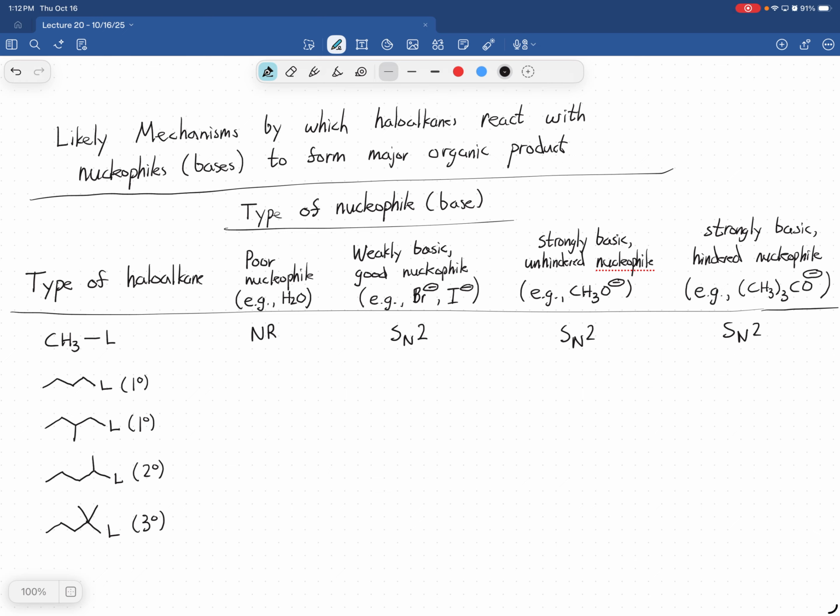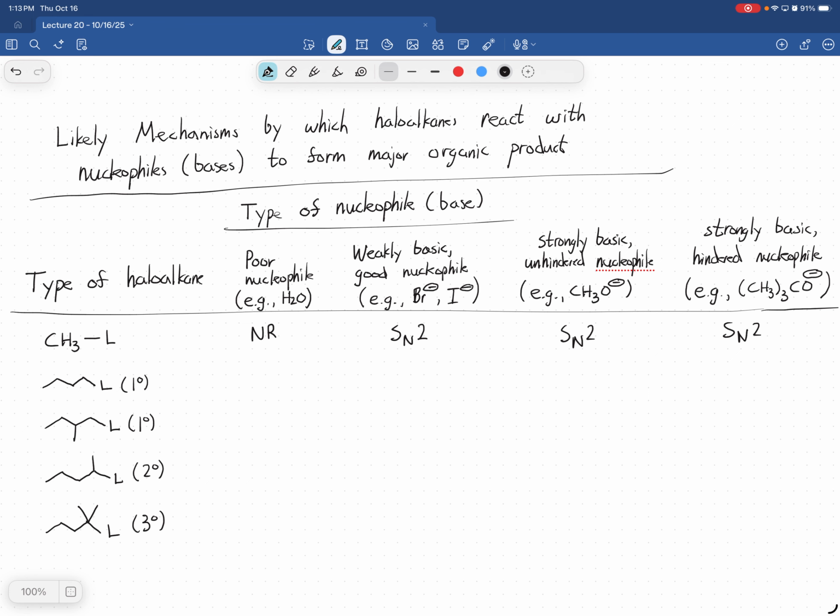All right, so this will happen. Here's your base, boom, bam, you kick out the Br. So that's allowed. This is not allowed. So let me just re-emphasize that in red. Does not occur. Okay, so that's why these are all SN2 reactions.